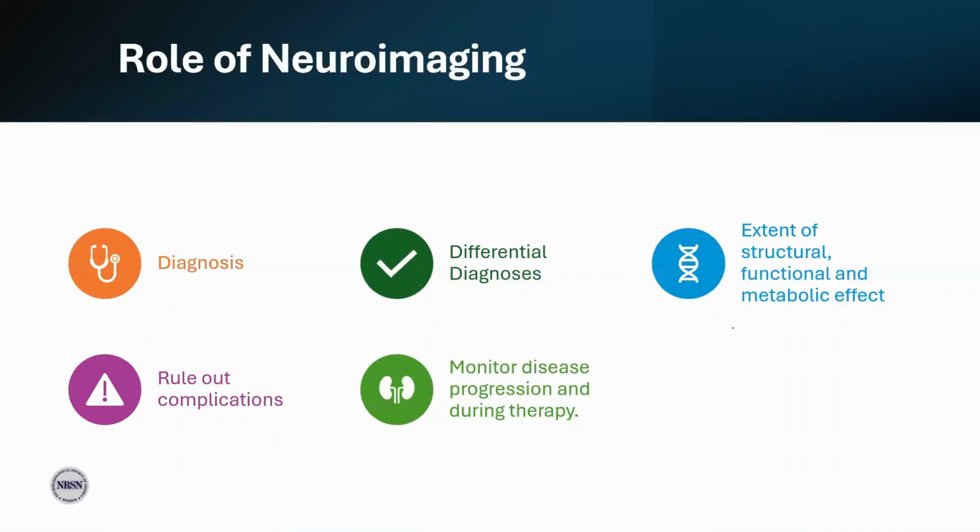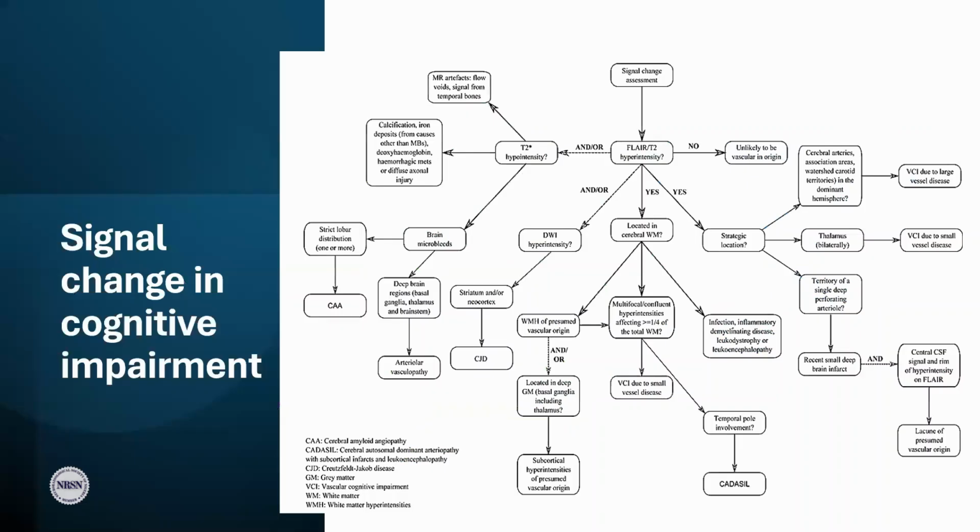What is the role of imaging? The role of imaging basically is to diagnose dementia. If so, which subtype? Could it be Alzheimer's? Would it be frontotemporal lobar dementia? Would it be dementia with Lewy bodies? And the likes. It also studies the extent of structural, functional, and metabolic effects of dementia, rules out complications, and monitors the progress of the disease entity before and during therapy.